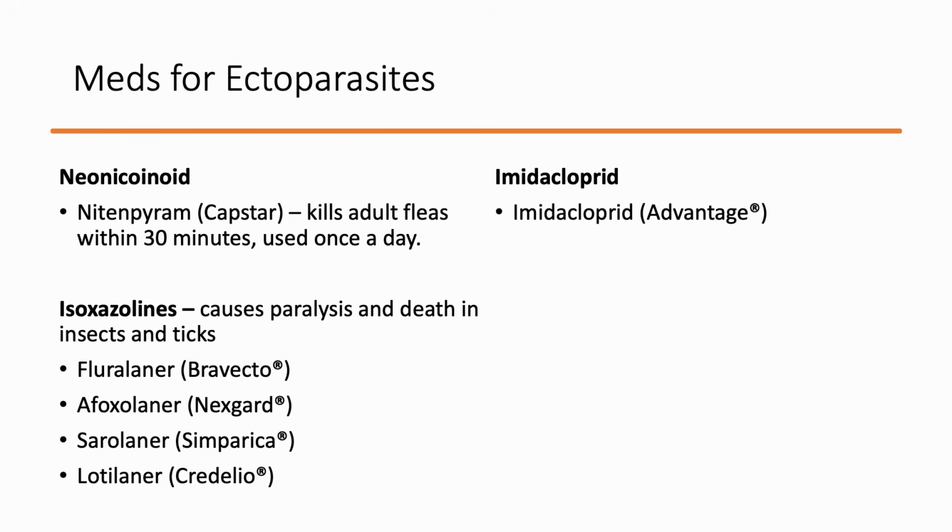Isoxazolines have really taken over the market for our flea and tick prevention. This class includes Bravecto, NexGard, Simparica, and Credelio. Most of these drug names end in "-laner", so that's a way to recognize them. And they treat other ectoparasites. Some of them have labels for various ticks, potentially mites, but they are effective against more ectoparasites than are on the label. And then last we have imidacloprid, which is in Advantage, the topical flea preventative that is effective in some cases and typically well tolerated.